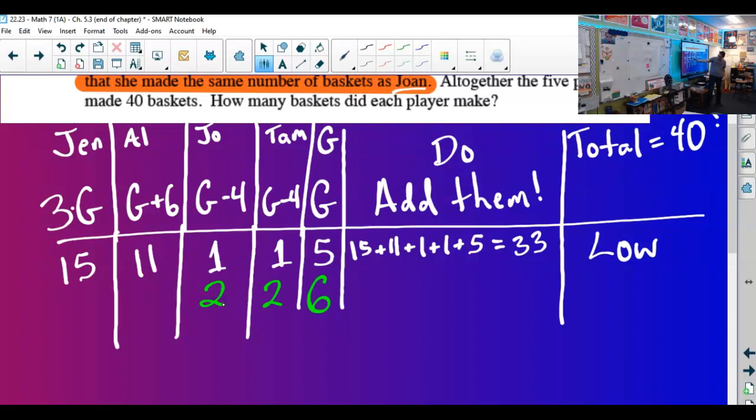6 plus 6, 12. And 18. 18 plus 12 already gets me to 30. Then the last thing is plus 2 plus 2 plus 6. Got it! Yeah, I got it first try.